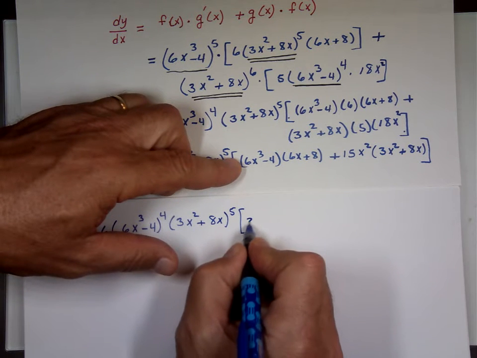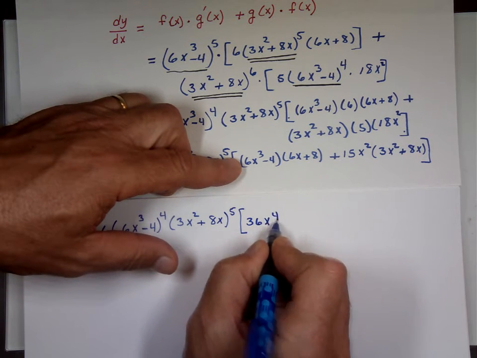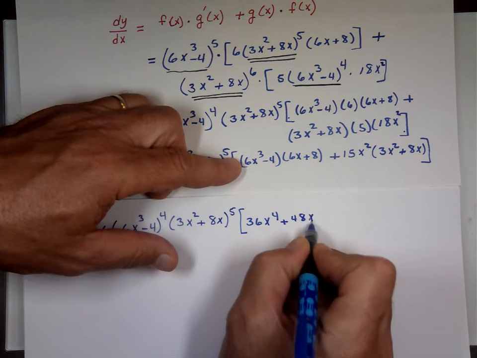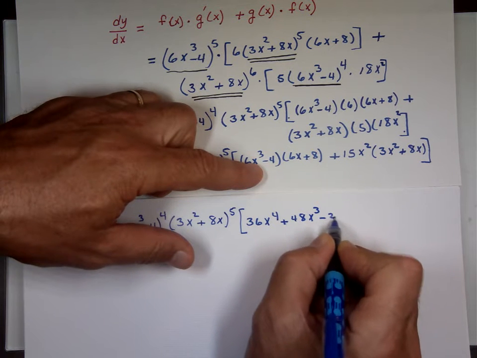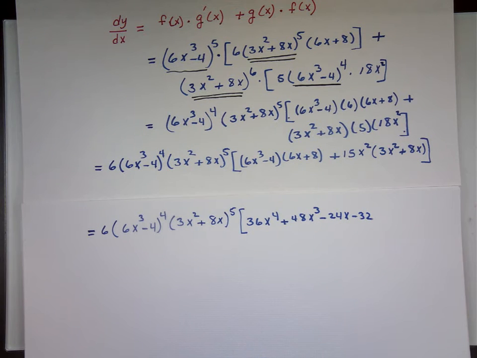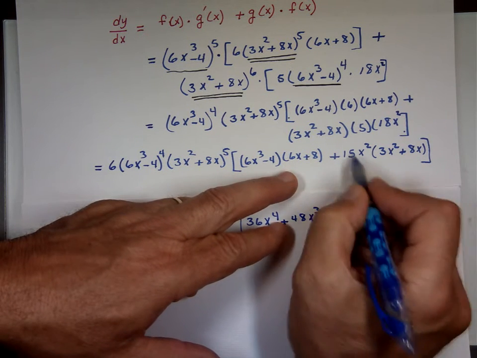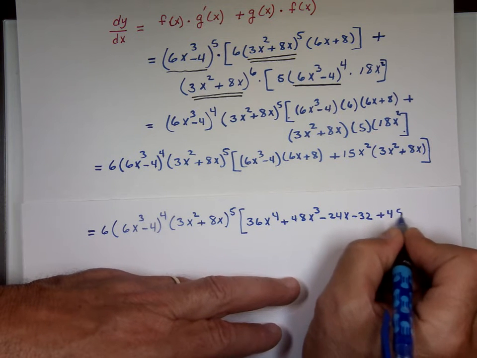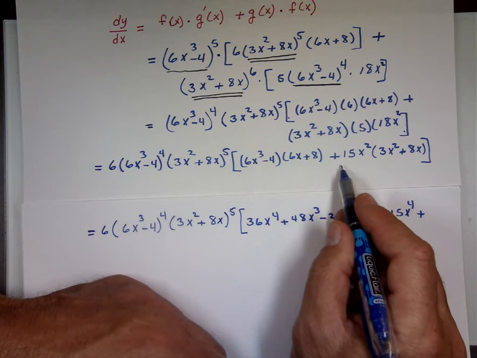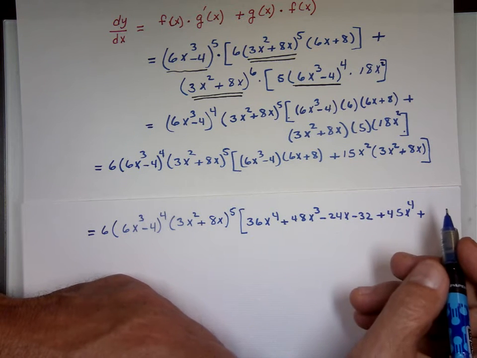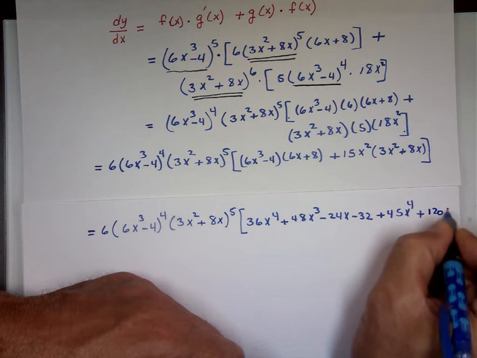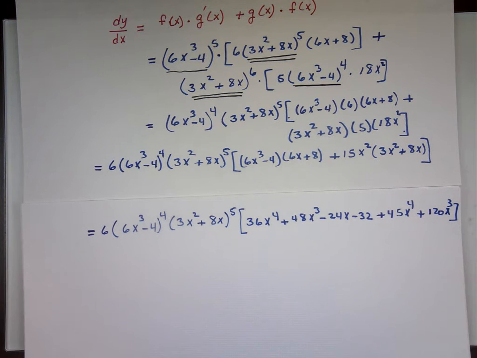So if you FOIL this one, that's what? 36x to the fourth. 8 times 6 is 48. 24x minus the 32. That's the first group. And this will be what? 45x to the fourth. 8 times 15. Is that 120? 8 times 15? Yeah. 120x cubed. So I can collect like terms. I'm almost done with it.